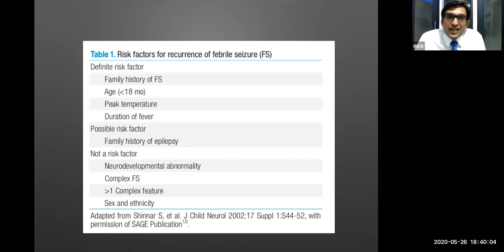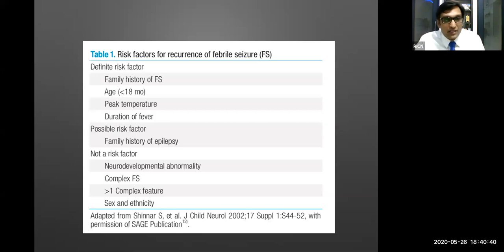What are the risk factors? So how do you decide which child is going to come back to me with recurrences? And this is very, very important when you want to counsel the parents. So definite risk factors are important to focus on. If there's a family history of febrile seizures, and usually 30–40% of patients will have a sibling or one of the parents or somebody in that generation who's had febrile seizures. If the age of starting the seizures is less than 18 months, the peak temperature is lower, and the duration of fever is lower before the seizure happens. So any of these are definite risk factors.